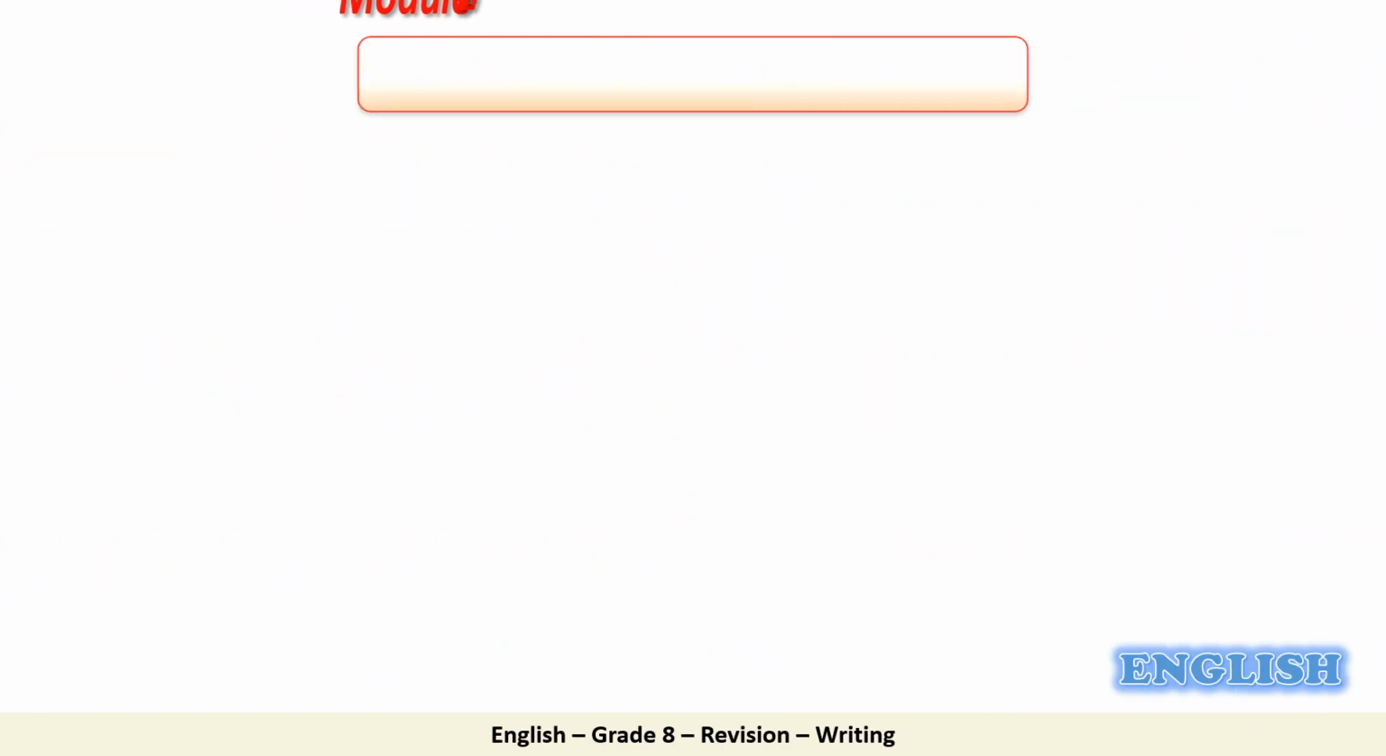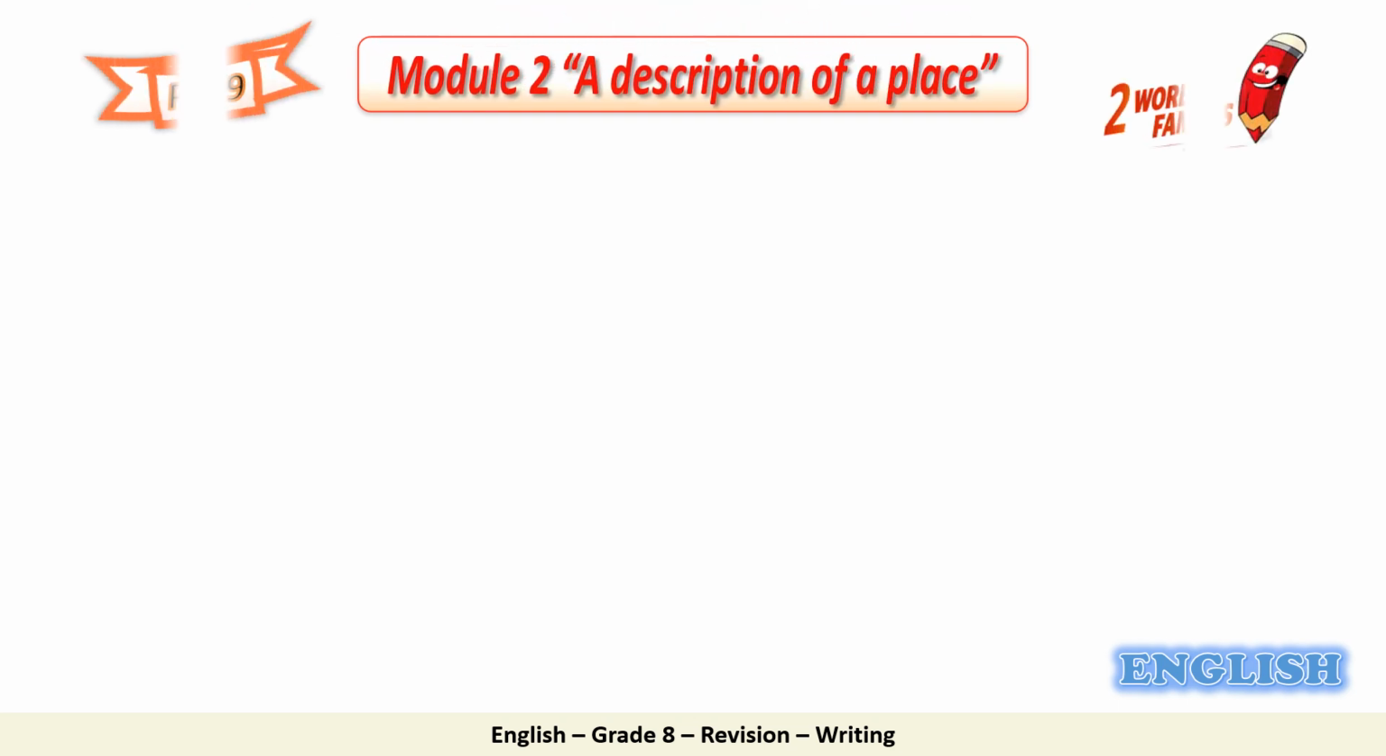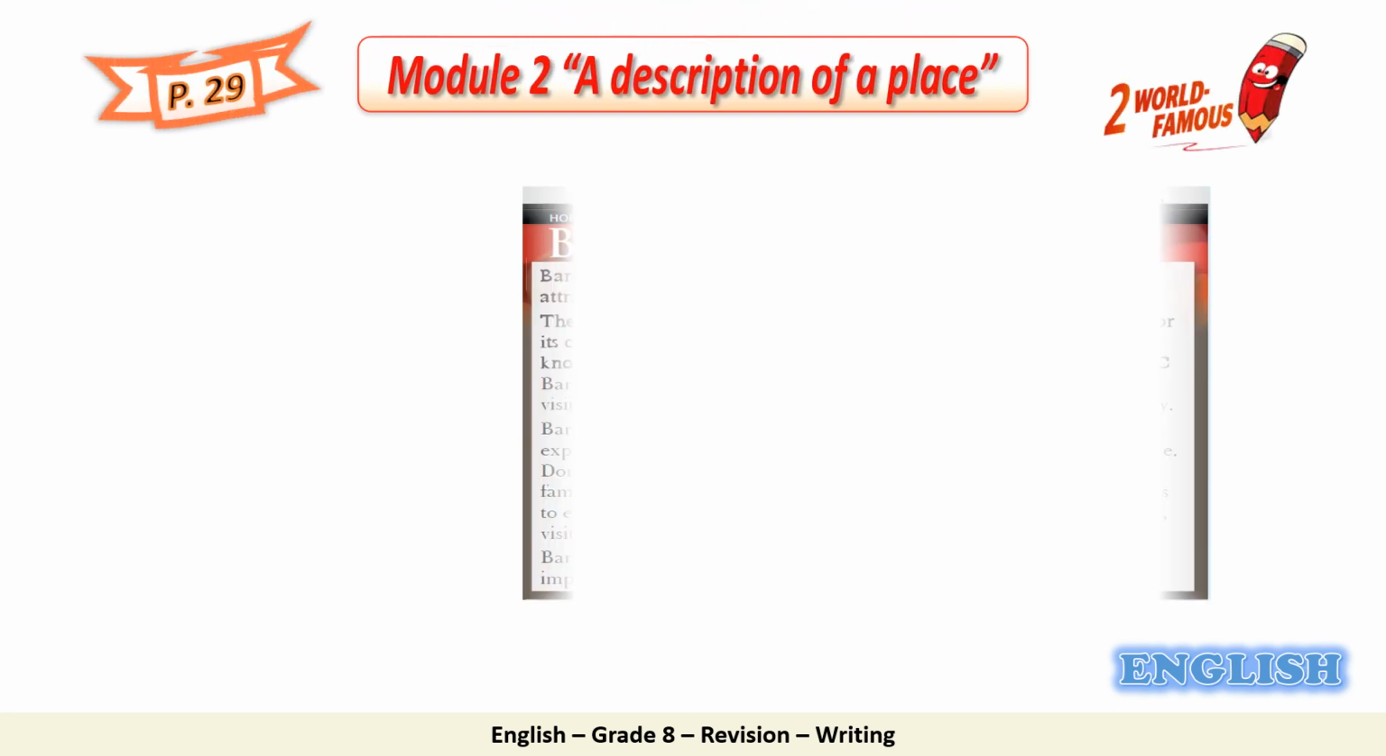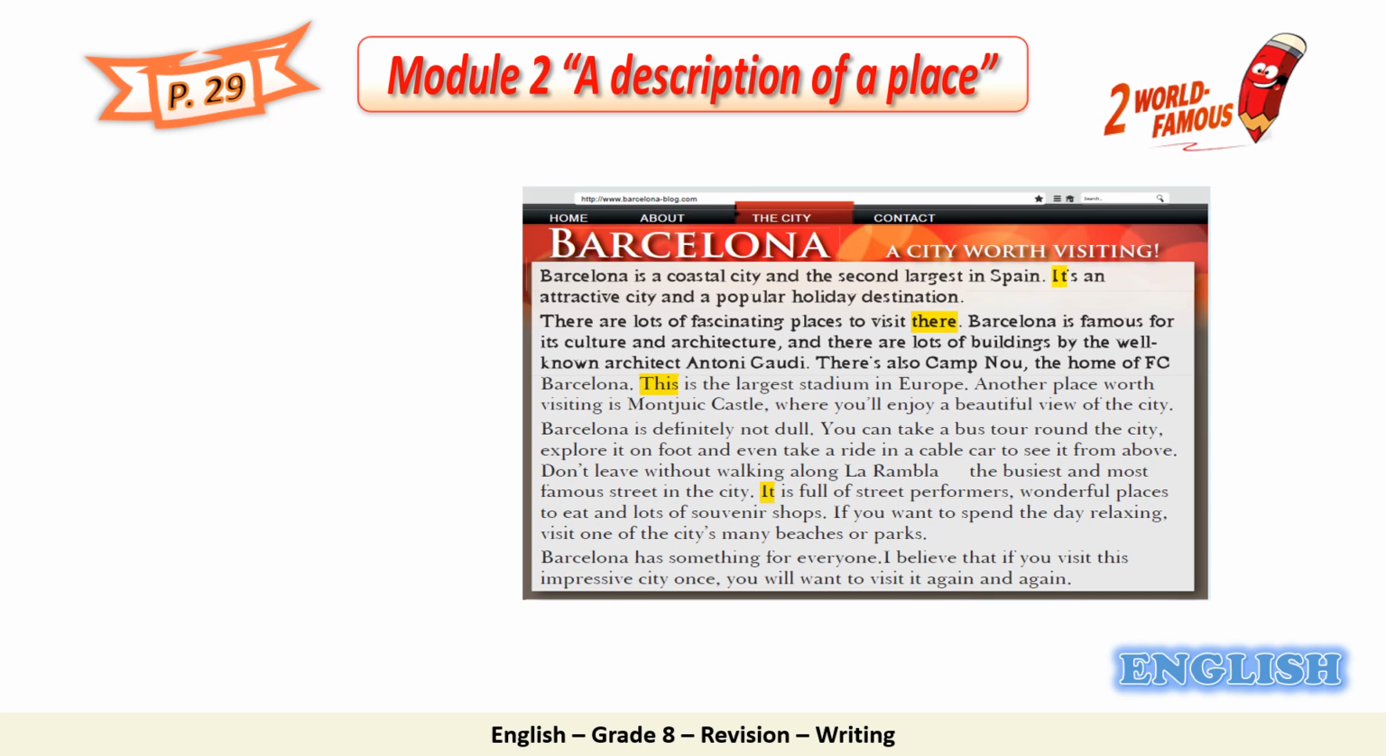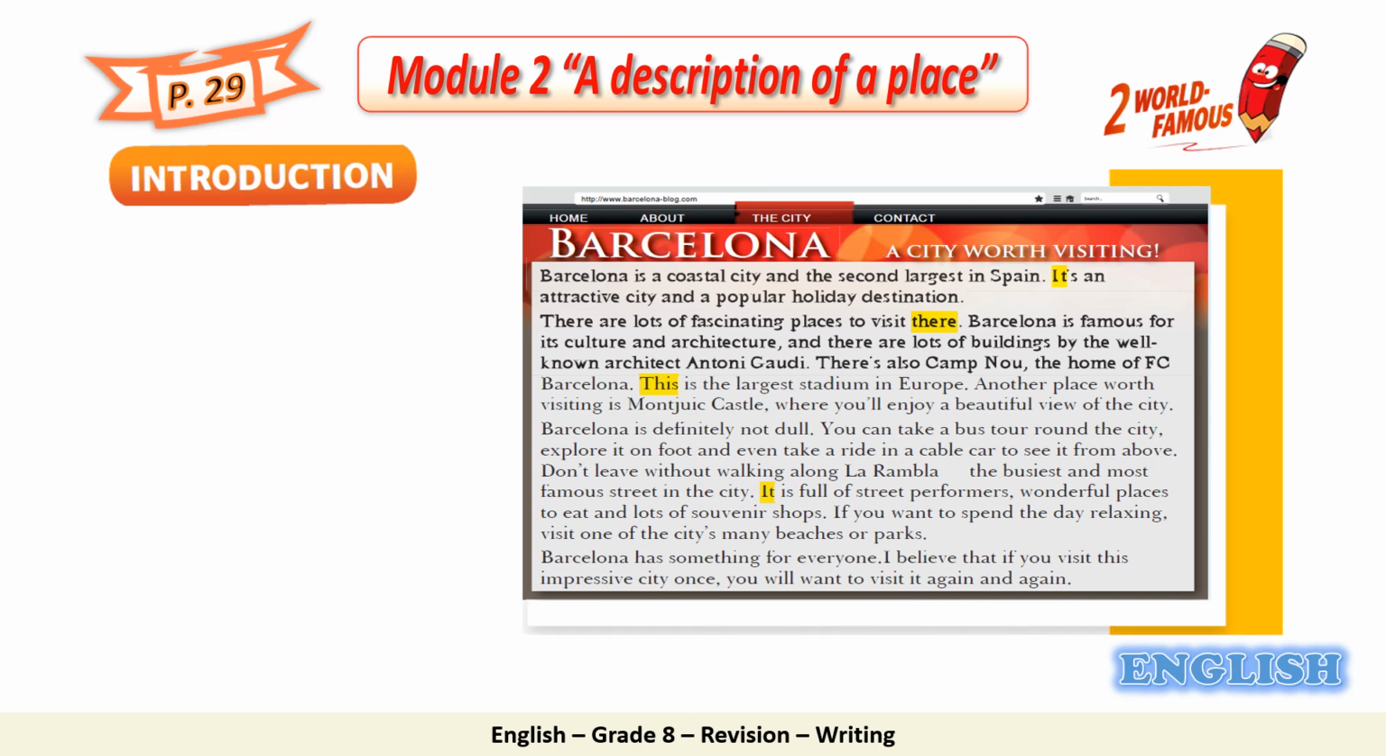Now let's have a look at the writing task in Module 2, page 29. A description of a place. Remember, dear students, when you write a description of a place, you have to make the readers imagine this place through the language you use in your writing. Also, don't forget that your description of a place should have 3 paragraphs: an introduction, a main part, and a conclusion.